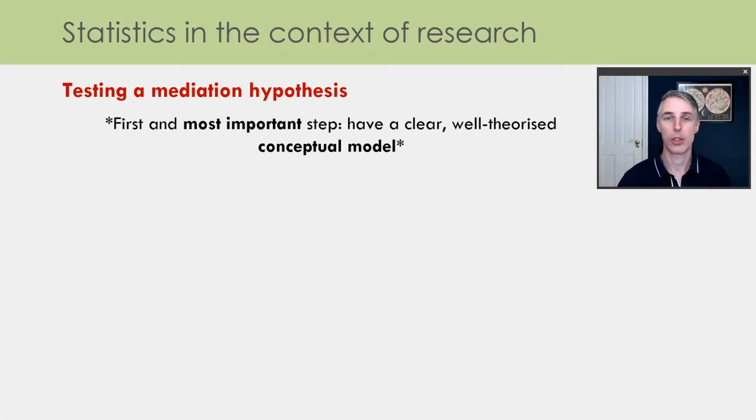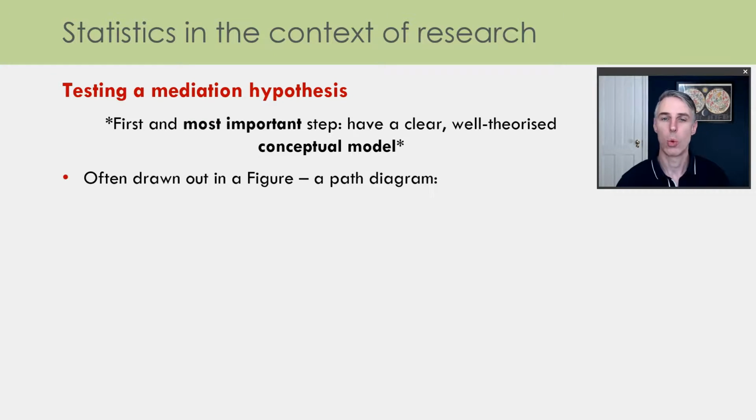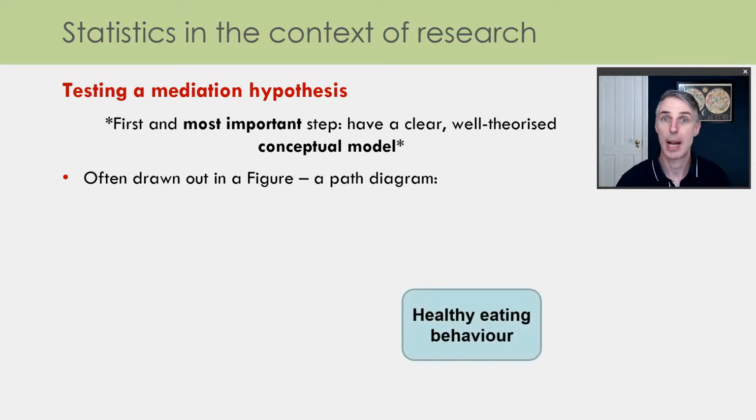So when it comes to testing a mediation hypothesis, I'd say the first and probably the last thing to think of, the most important thing, is to have a really well theorized, well developed and clear conceptual model of how these variables fit together and why they fit together in that particular way. Okay, and a mediation hypothesis is often drawn out in the form of a figure. In the same way that we schematically represented factorial designs in the ANOVA and mixed models lecture, something similar can be done to represent a mediation hypothesis. And it's often represented in terms of a path diagram.